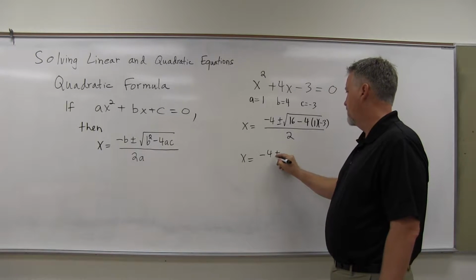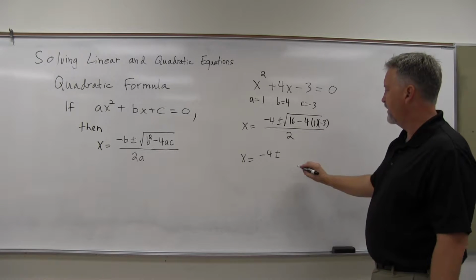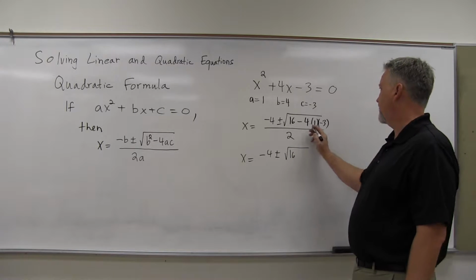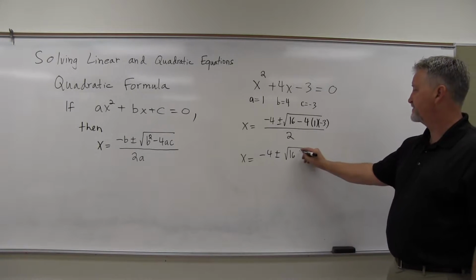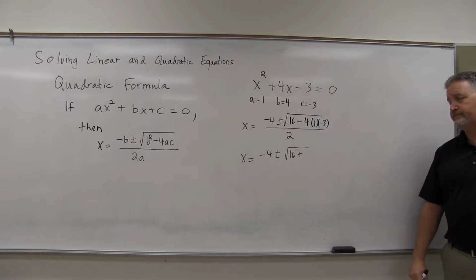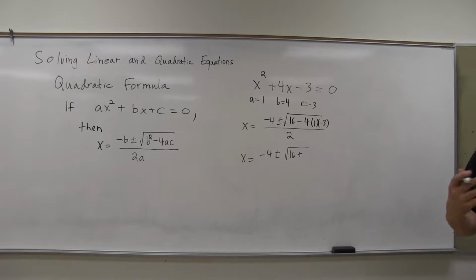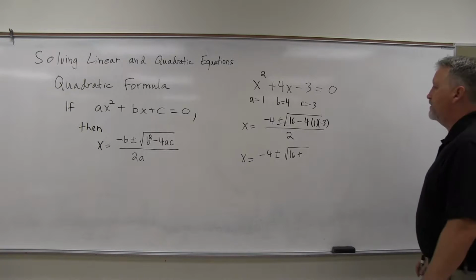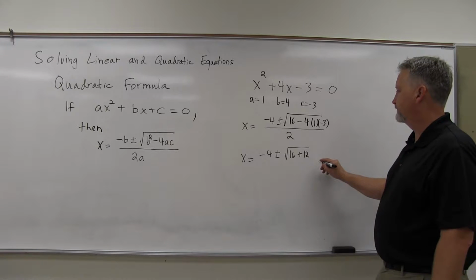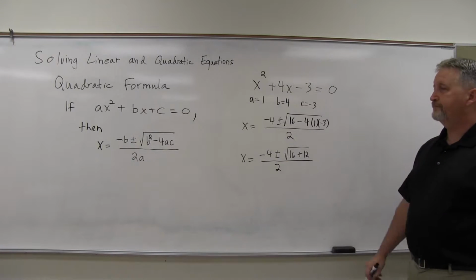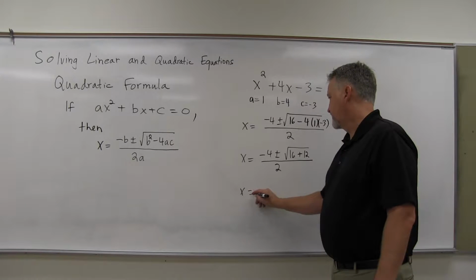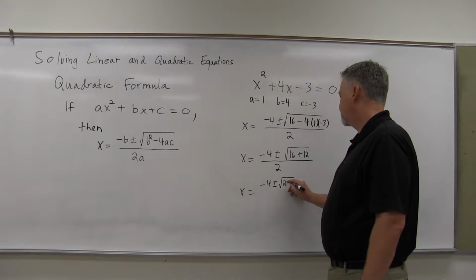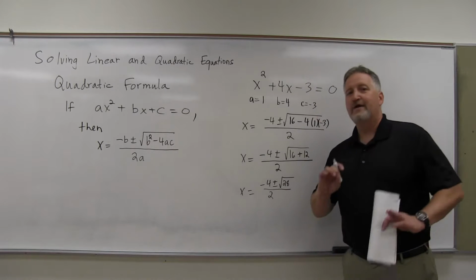All right, so we have negative 4 plus the square root of 16. Like I said, this one actually turns out that we're going to add something to 16, because we have negative 4 times 1, but then that's times another negative, and so you wind up with positive 12. All right, so that gives us x equals negative 4 plus or minus the square root of 28 over 2. Pretty good answer.